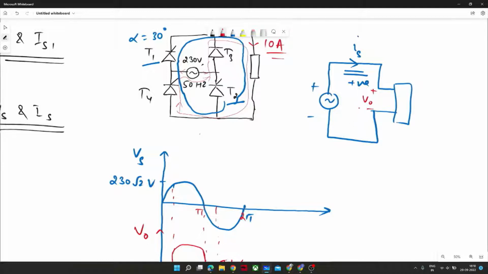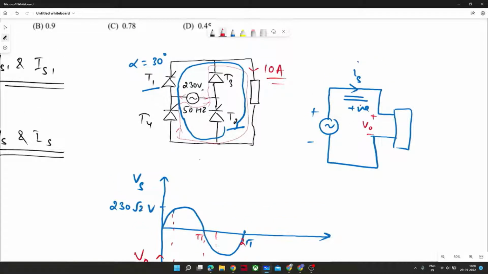Sir, yeah, small doubt, sir. Please go ahead. Sir, can you explain that diagram? This diagram, a circuit diagram, you are asking? Yes. Okay, circuit diagram.